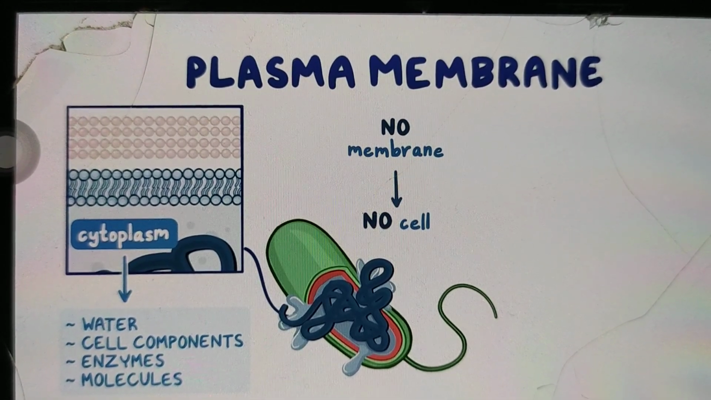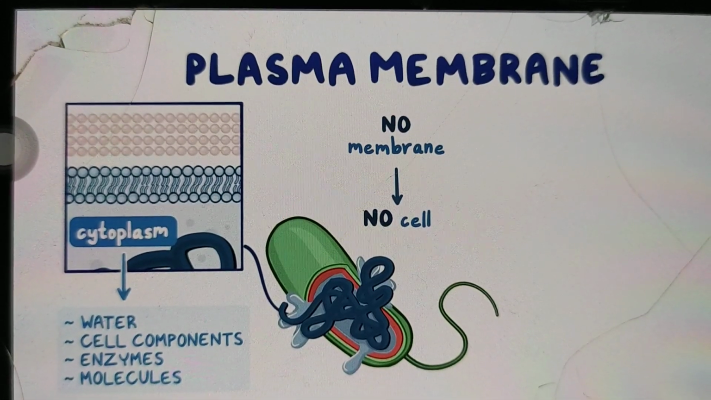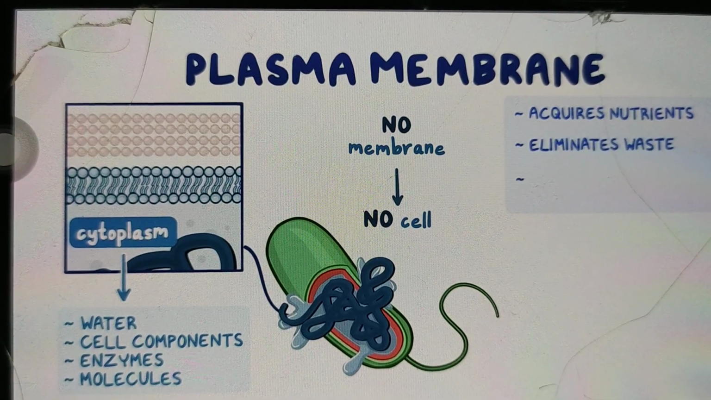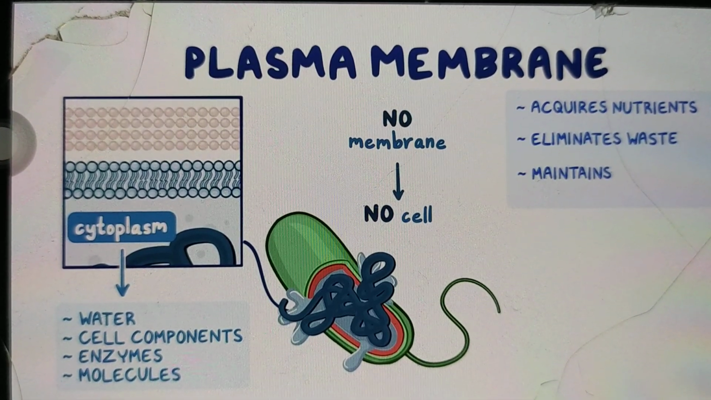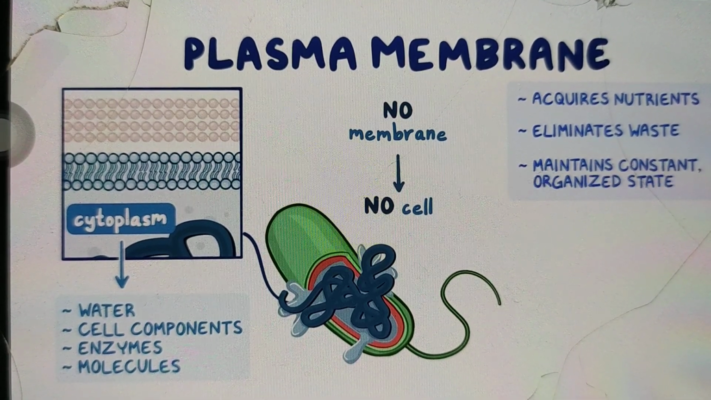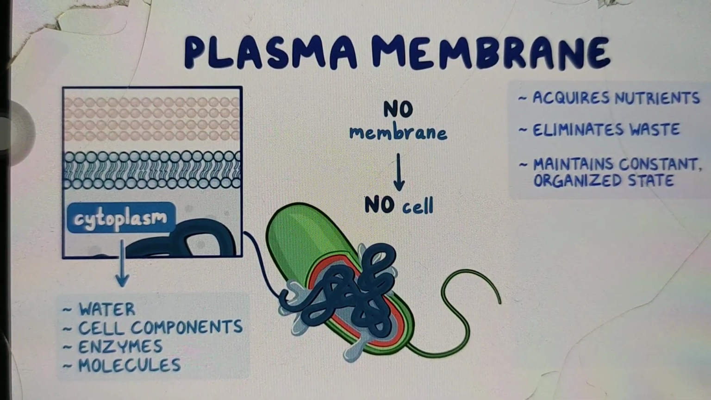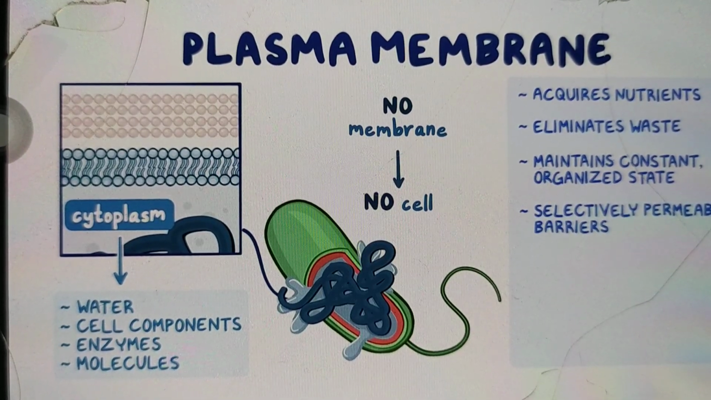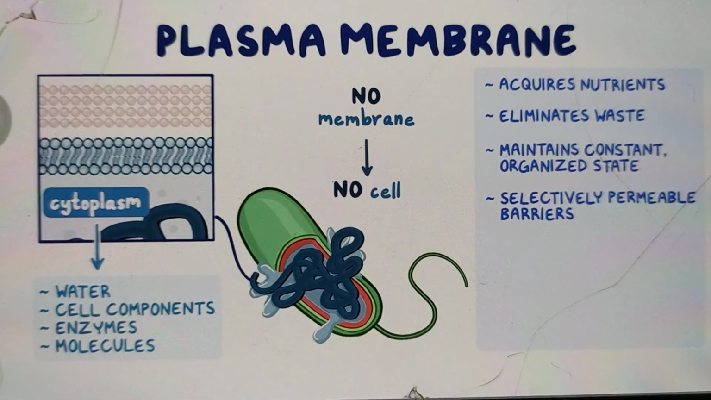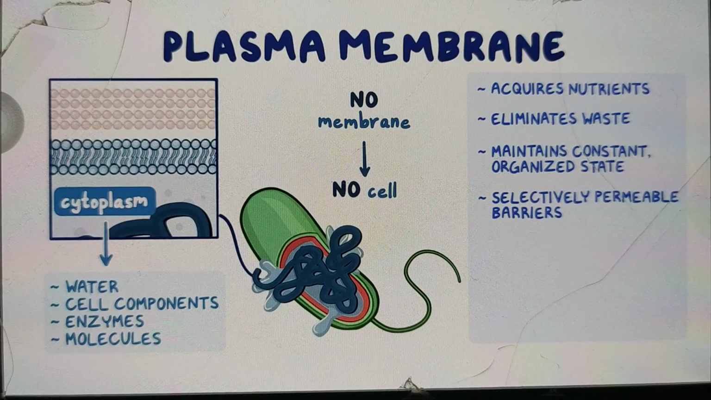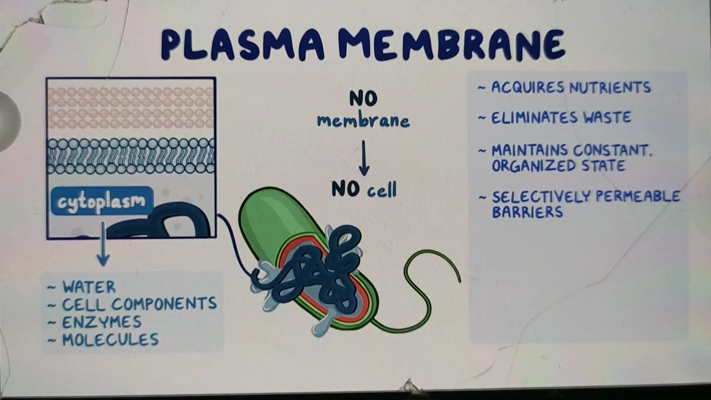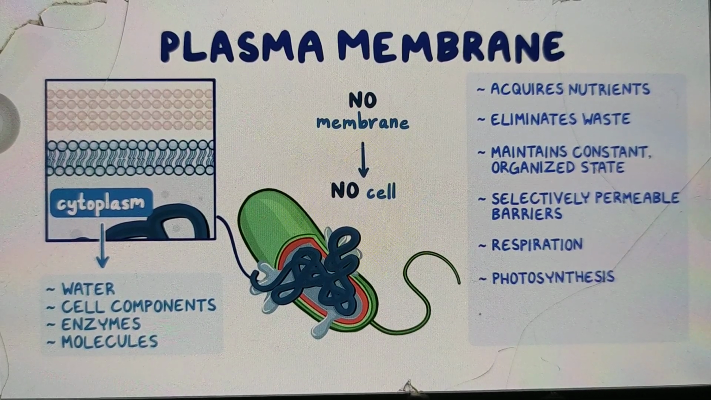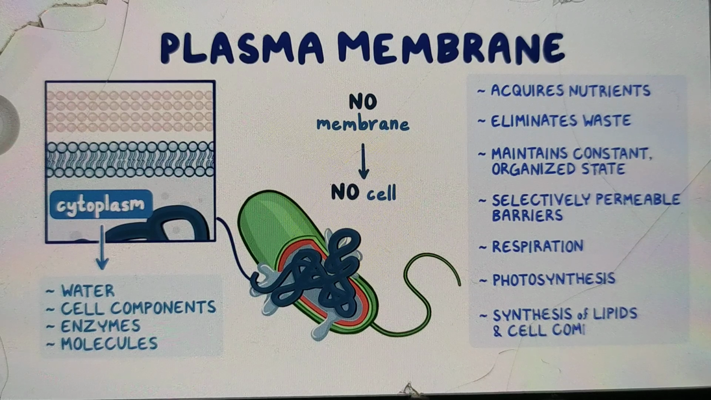Now, the plasma membrane is responsible for most of the cell's relationship with the outside world by acquiring nutrients and eliminating waste, and also maintains the interior of the bacteria in a constant, highly organized state. Usually, all plasma membranes are selectively permeable barriers, which allow certain ions and molecules to pass in and out of the cell while preventing the movement of others. However, in bacteria, the plasma membrane has other important roles, such as respiration, photosynthesis, and the synthesis of lipids and cell wall components.